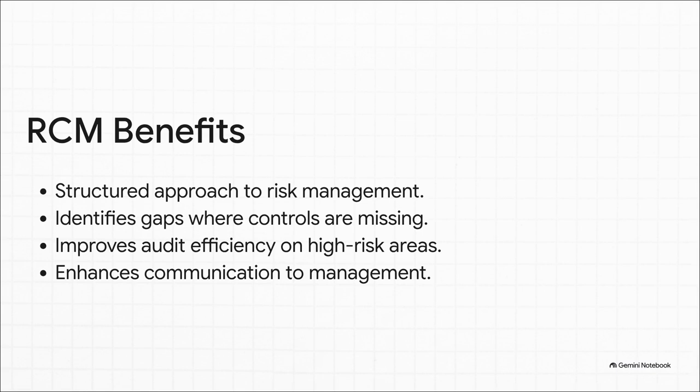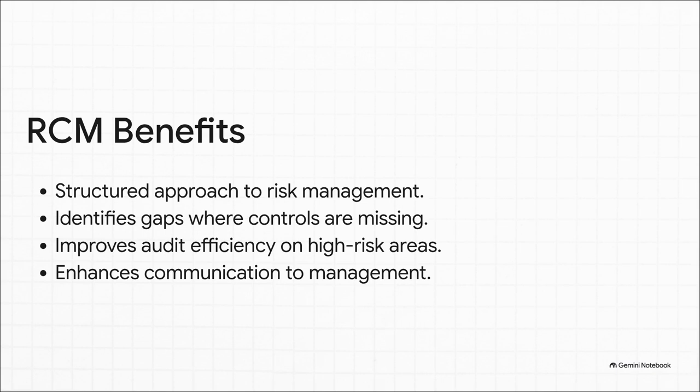Second, it identifies gaps where controls are missing or inadequate. And this is just massive. Imagine mapping out the matrix and suddenly realizing a critical accounting process has zero secondary review. Discovering that gap on paper could literally save a company from a $1 million financial disaster before it even happens.